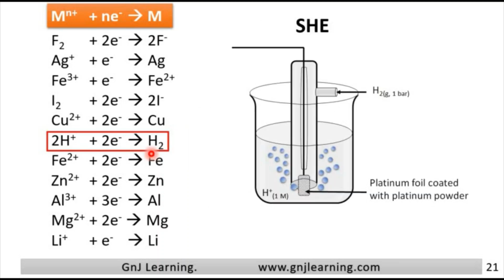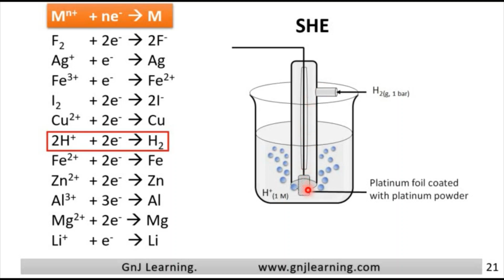So let's see the design of SHE. SHE has a beaker in which it has the electrolyte, that is H plus of 1 molar concentration because it's standard condition, and into this beaker an inverted tube is dipped, to which hydrogen gas is bubbled. Its concentration also is 1 bar.